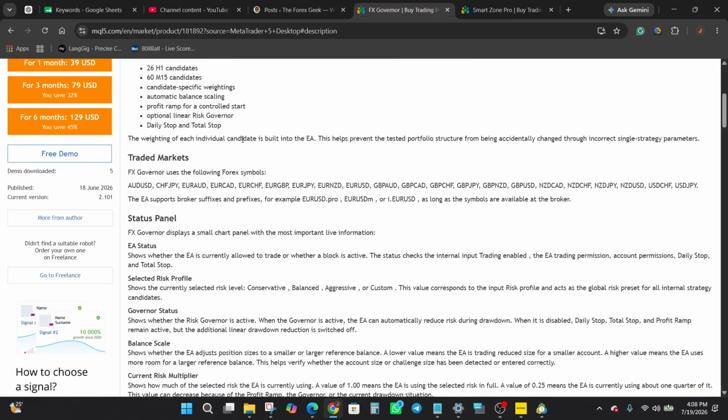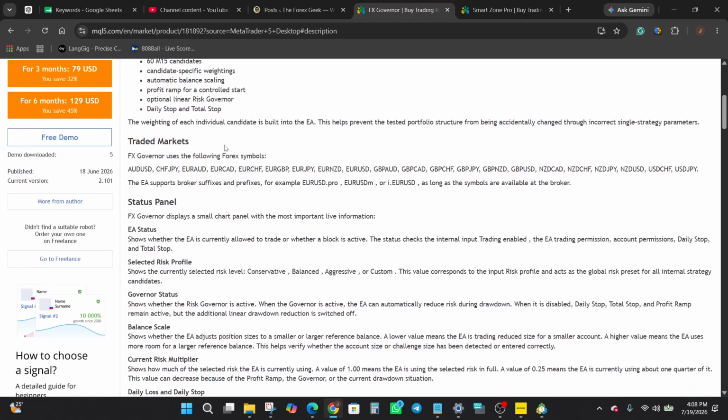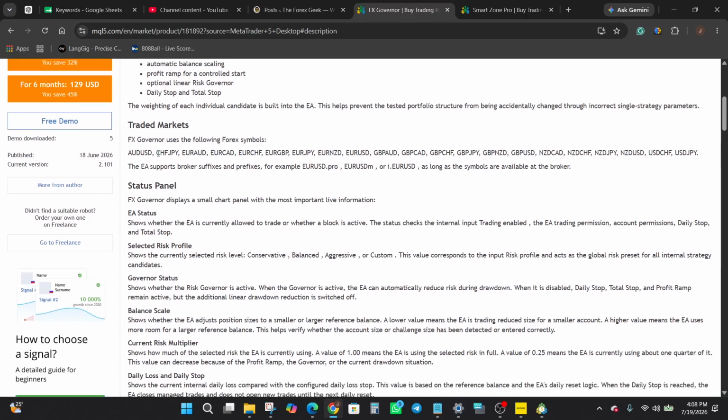Okay, so the listing specifies the traded pairs directly, covering combinations across AUD, CHF, Euro, GBP, NZD, and USD, with support for broker-specific symbol prefixes and suffixes.